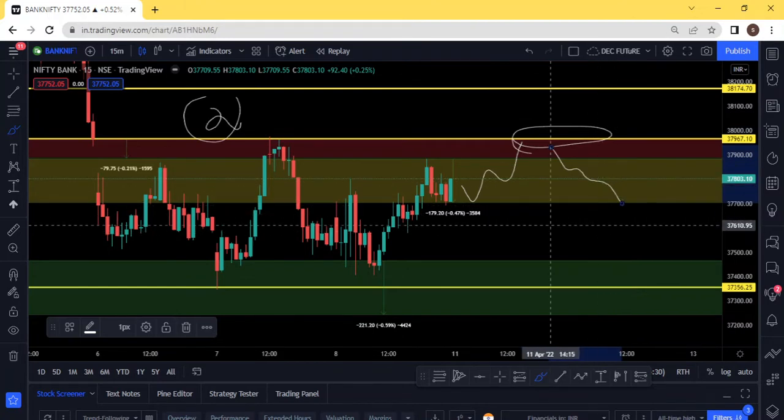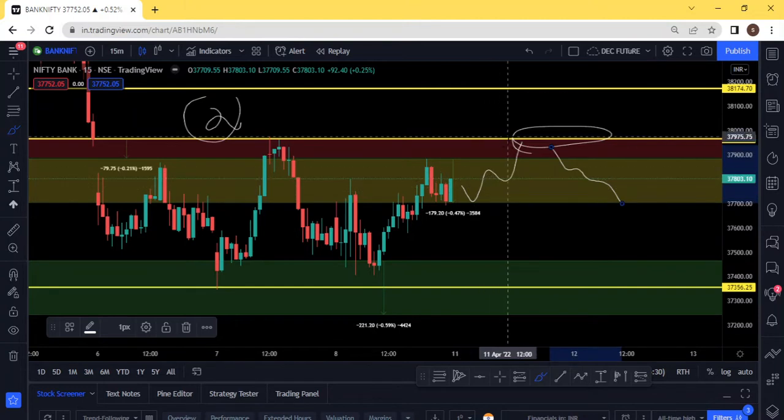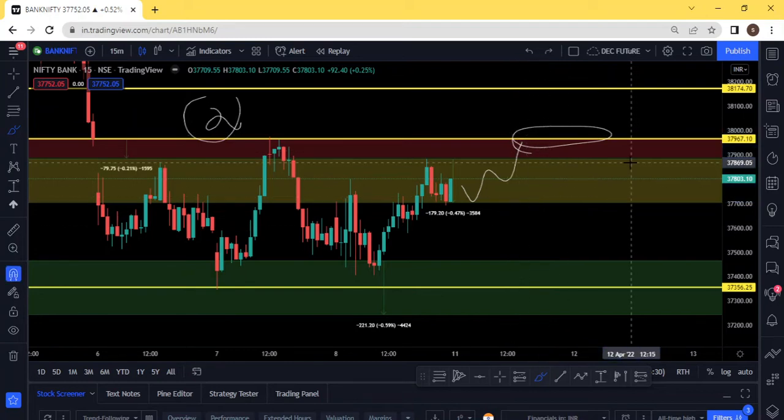That doesn't mean that immediately if the price comes here, we are going to short. No, that's not going to happen. We will wait for the prices to come into our logical zones, see what happens to the price over there, and if it gives us any confirmation, based on that, we will take the trade, right?